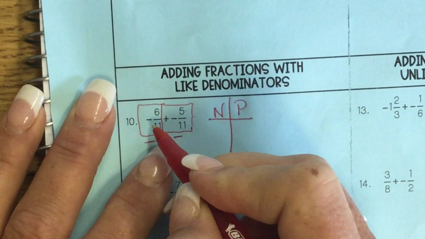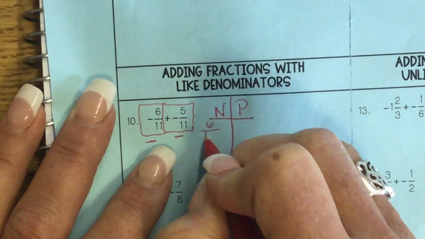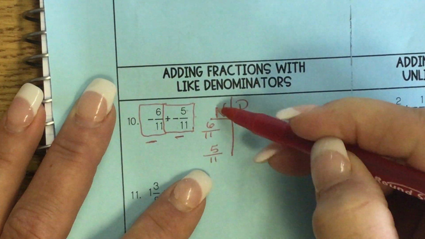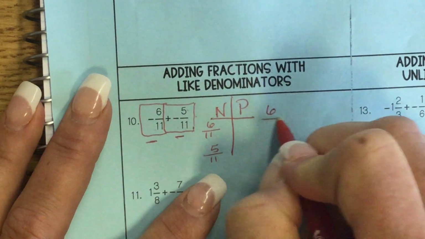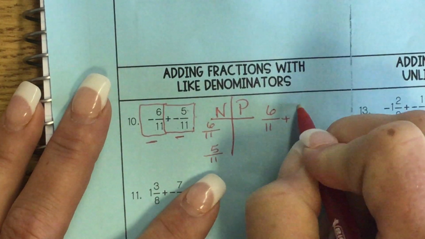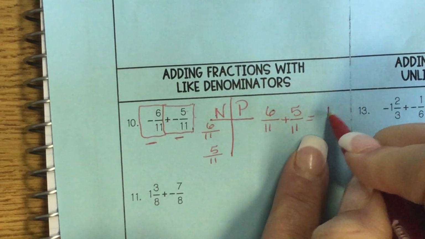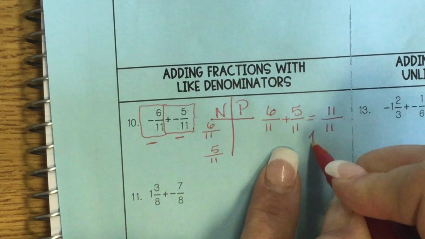So what that means is I have two negatives. And so what's going to happen? 6/11, and I have 5/11. So what do I do in a column? That's right. I'm going to actually add those two numbers. And what does that equal? 6 and 5 is 11/11, and I can actually simplify that to 1.